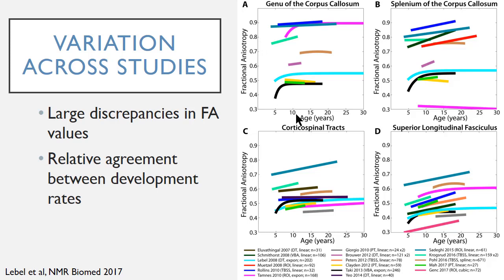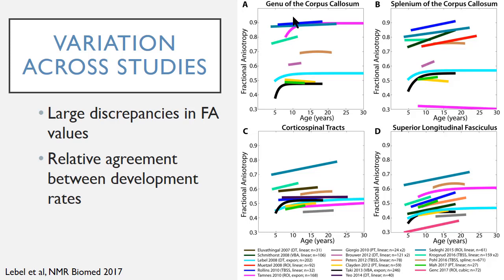the actual FA values. So what I did here is every study that either reported curve-fitting parameters or showed the raw data such that I could basically extract the curve parameters myself, I plotted them on the same axis here and picked 4 pretty common regions that are looked at: the genu, splenium of the corpus callosum, corticospinal tracts, and superior longitudinal fasciculus.